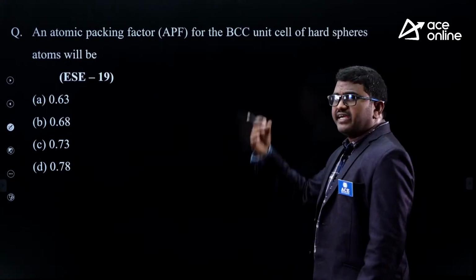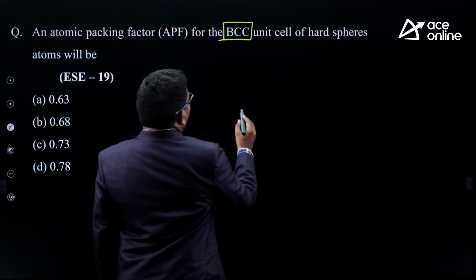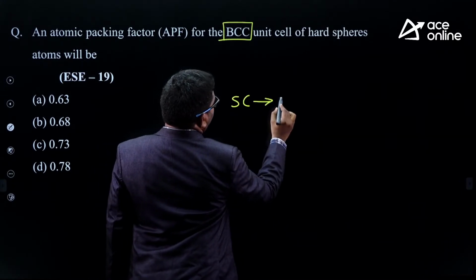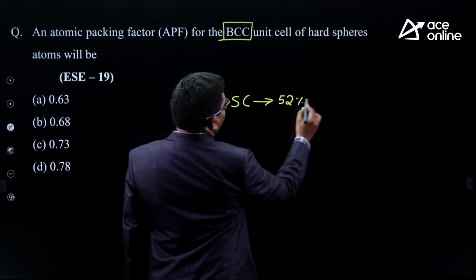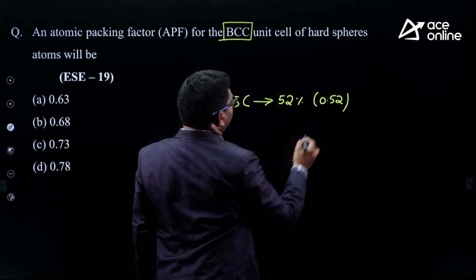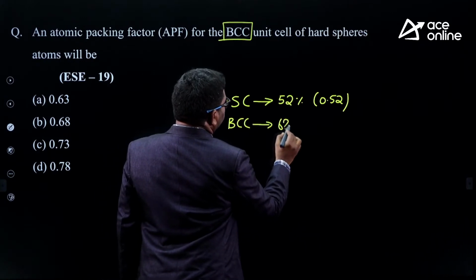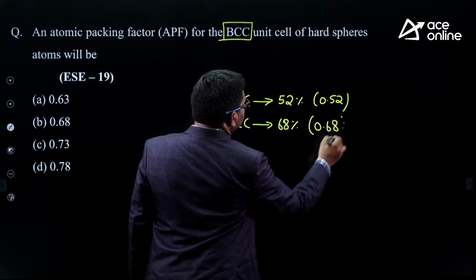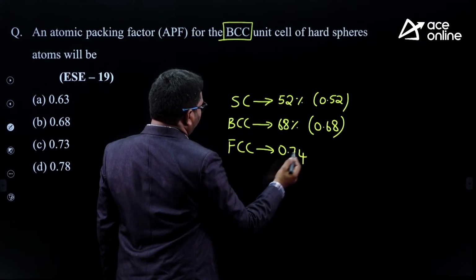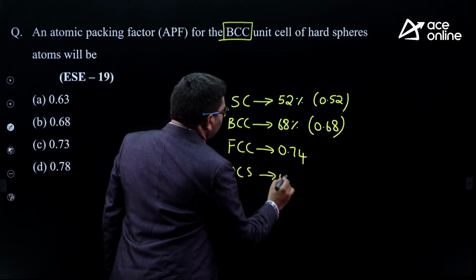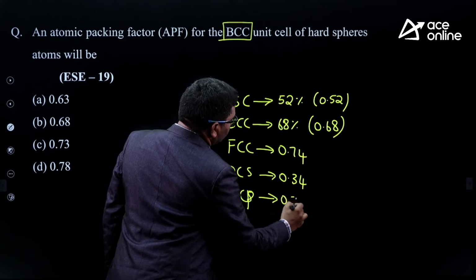Now, next, a straightforward question: atomic packing factor of BCC. Direct question, okay. The atomic packing factor of the simple cubic structure is 52%, or 0.52 we can say. 0.52 is the packing fraction, packing density is 52%. For BCC, it is actually 68% packing density, otherwise 0.68. For FCC, it is 0.74 or 74%, and for the diamond cubic structure it is 0.34, and for the hexagonal close packed structure, HCP, it is also 0.74.